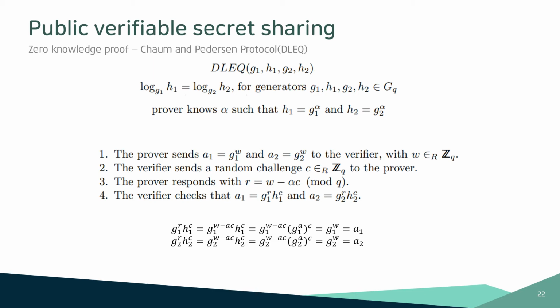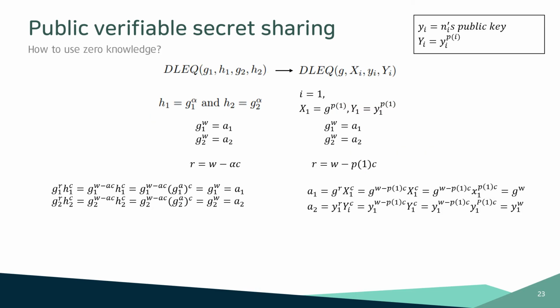To make it easier to understand, let's use the example below. The left side is the original Chaum-Pedersen theorem, while the right side is a visual representation of the scheme used by PVSS. Here is an example for node 1, not node 2. The secret is p1 and therefore x1 equals g to the p1, and y1 is the value of p1 encrypted for public key y1.